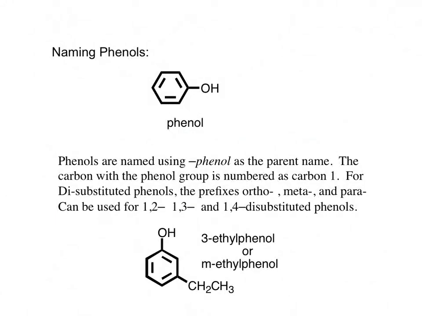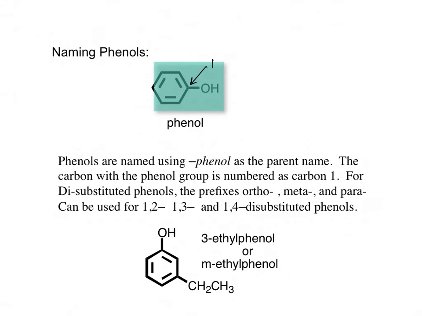Okay, naming phenols. Phenol, by definition, is this molecule right there. And when you're going to be naming a phenol, that is the parent. And any other groups on there are going to be substituents. So the carbon that will be carbon number 1 is the carbon where the OH is attached. So phenols are actually pretty easy to name. The only thing that we need to talk about is how to name benzenes.